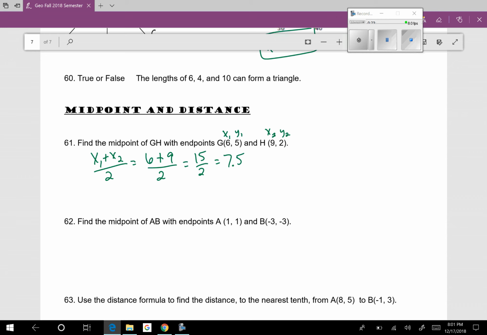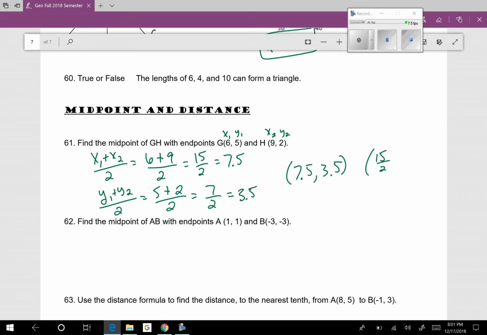Now we have to do the y's. So y1 plus y2 divided by 2. y1 is 5 and y2 is 2, and we divide by 2. So 7 divided by 2 is 3.5. So our midpoint is at (7.5, 3.5), or equivalently (15/2, 7/2).